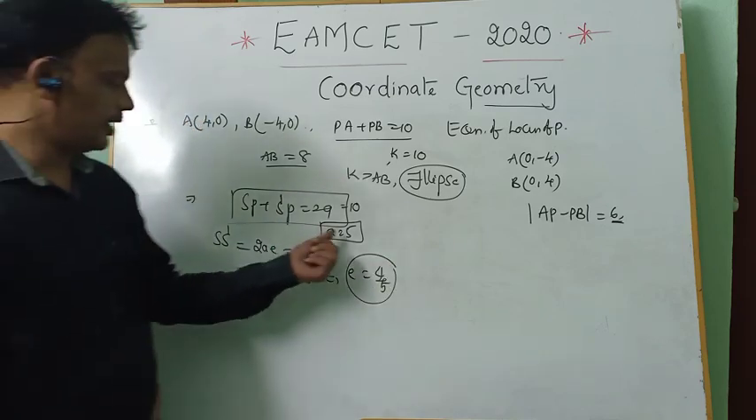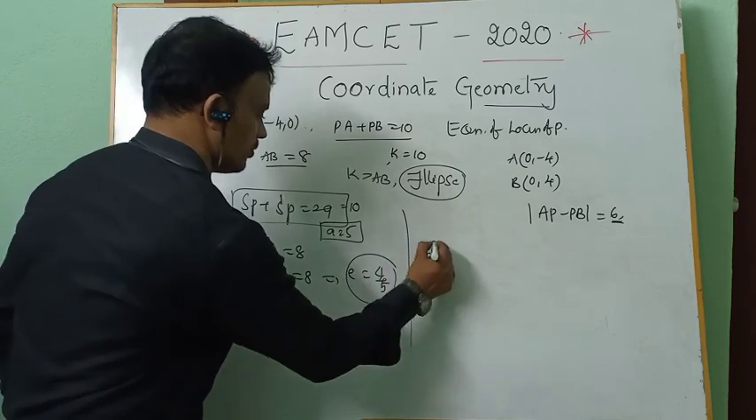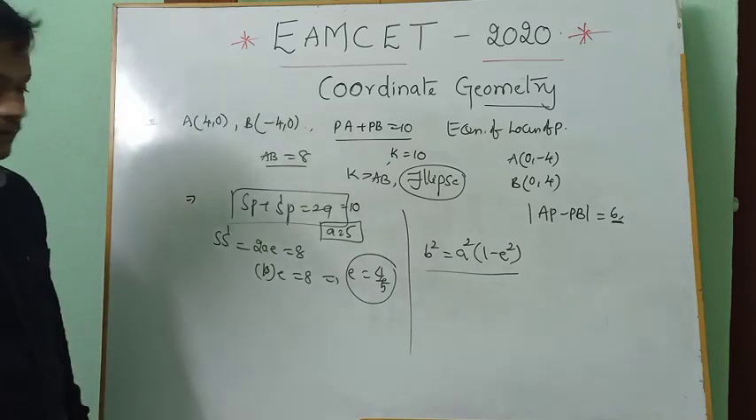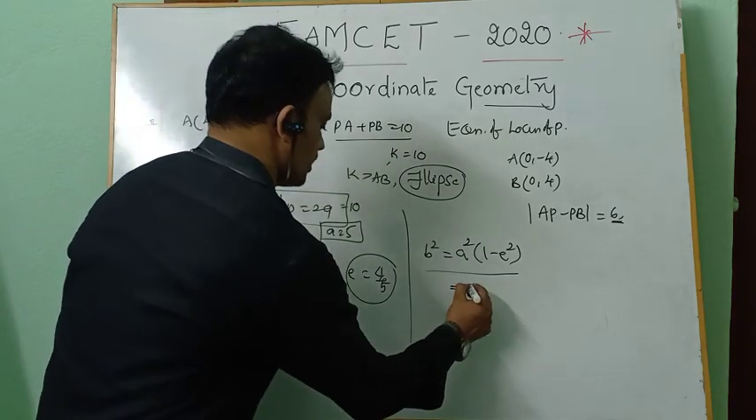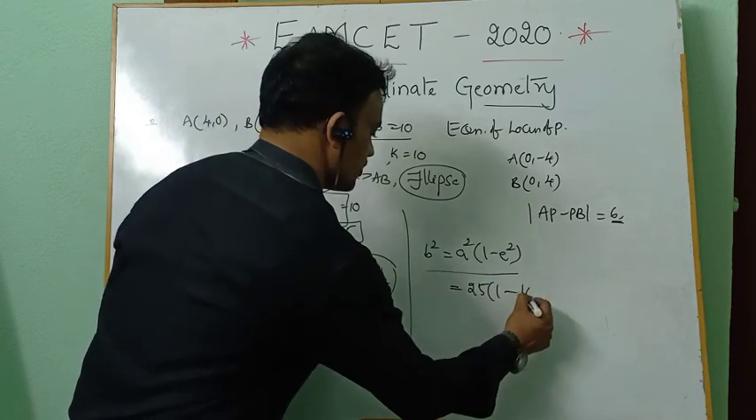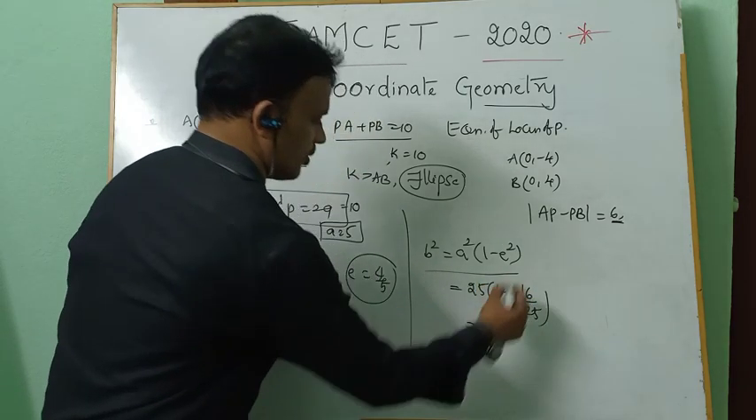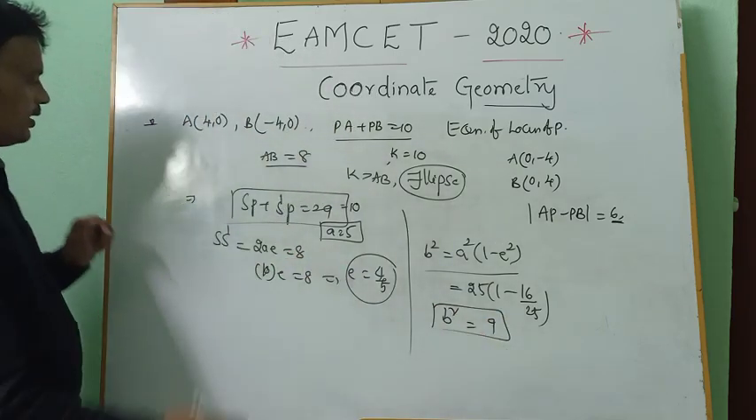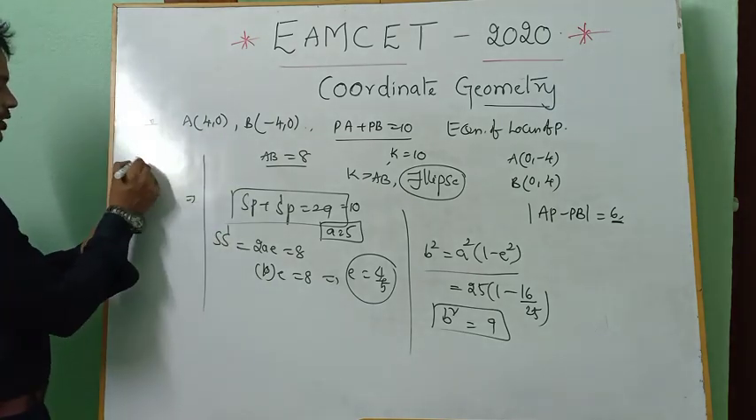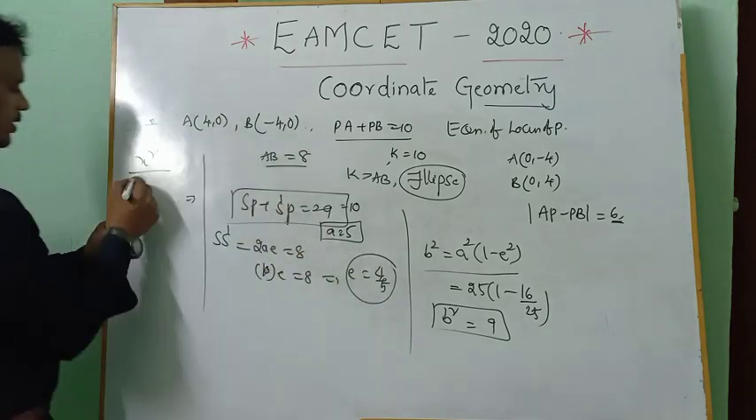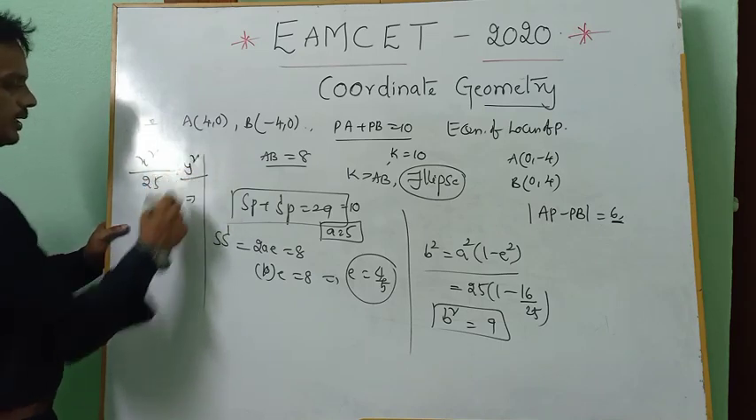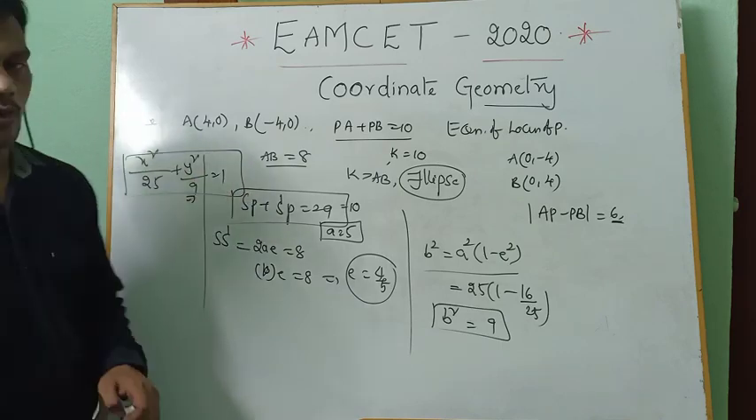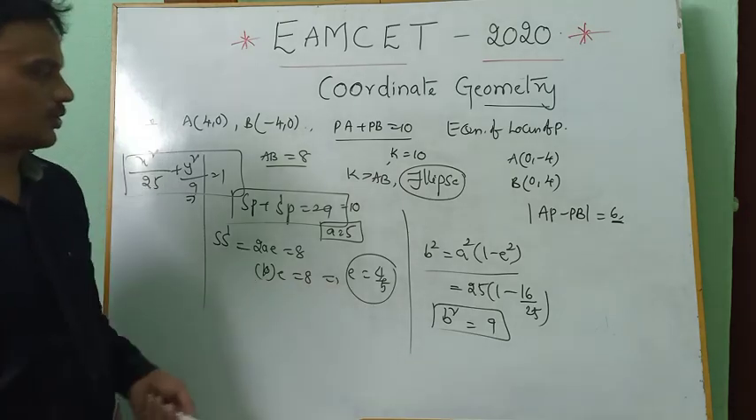Eccentricity. So from A and E, can we get the B value? Yes, we have B square equals A square into 1 minus E square. So which is A square 25 times 1 minus E square, it is 16 by 25. So 25 minus 16, it is 9. B square is equal to 9, and A is 5. Then finally, what is the equation of the ellipse? Which is x square by A square, A square is 25, plus y square by 9 equals 1. This is the equation of the locus, which is the equation of the ellipse, of course.